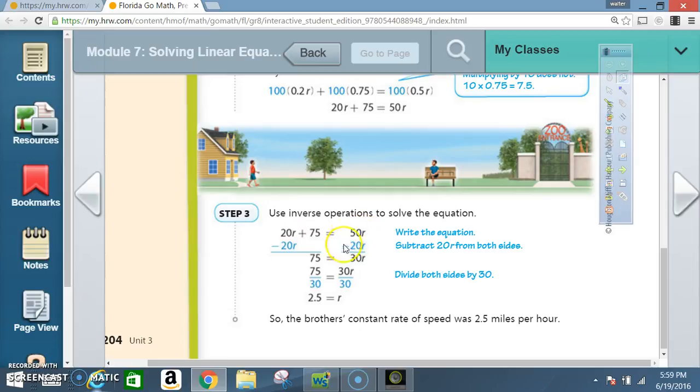Now I have 50R minus that 20R, which is 30R. So now I have 75 is equal to 30 times R. I want to get this R by itself. I'm multiplying, so therefore I will divide both sides by 30. 75 divided by 30 is 2.5. 30 divided by 30 is 1, so I'm left with just 1R. So the brothers' constant rate of speed was 2.5 miles per hour.